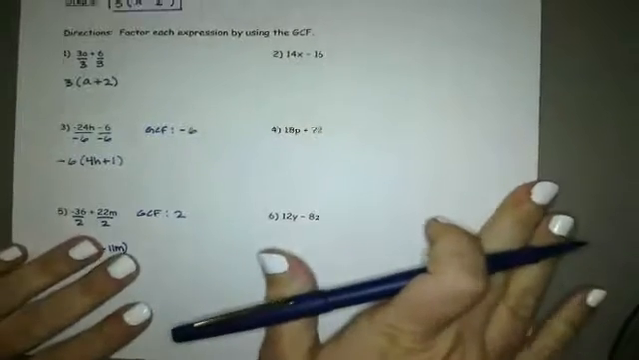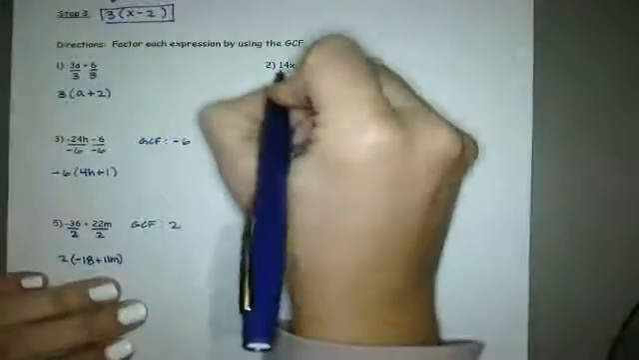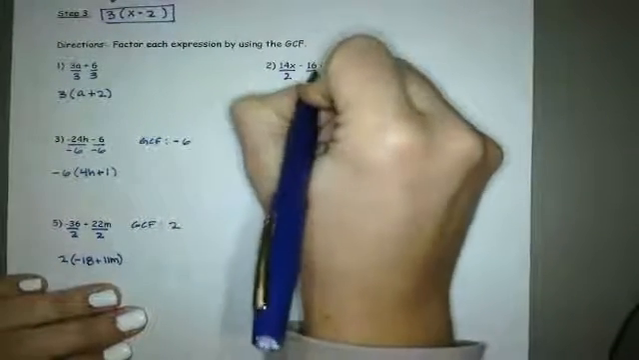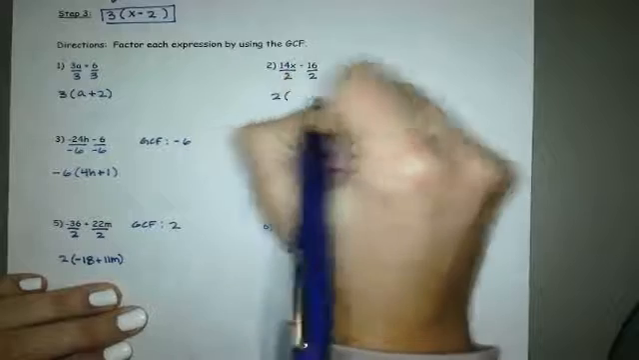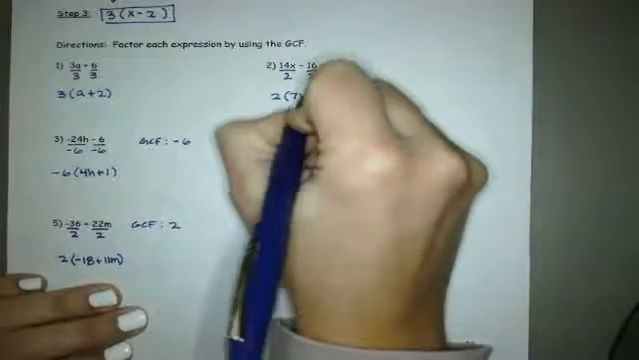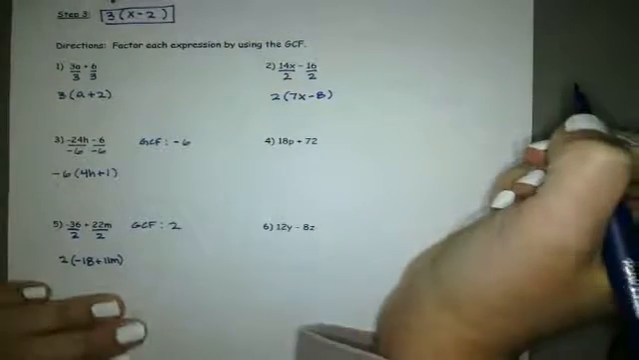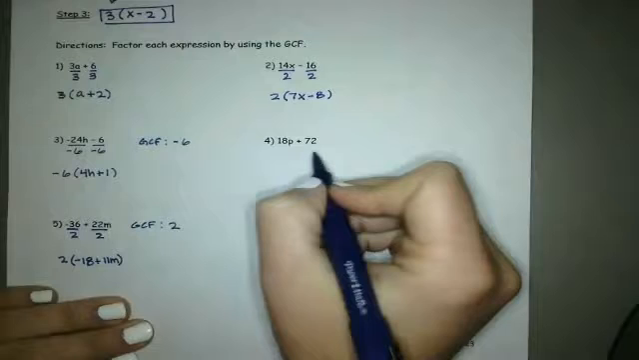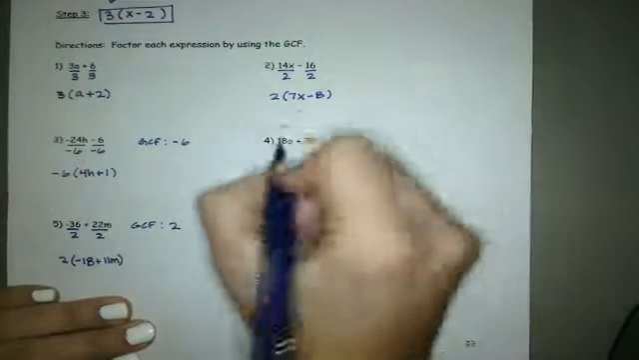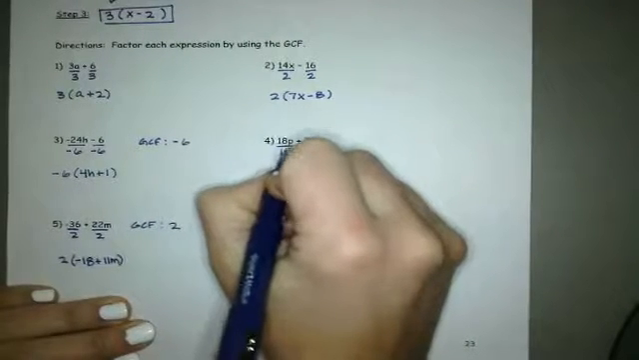Okay. Number 2, the GCF here is 2. We divide each piece by 2. We kick the 2 out. We're left with 7x minus 8. Number 4, this one's a little tricky because the GCF is actually 18.